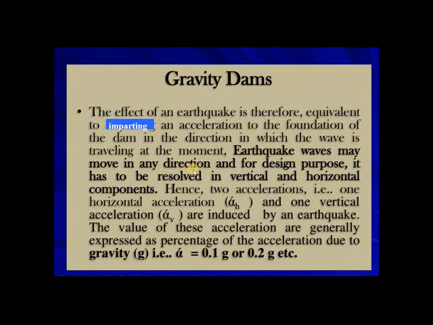Earthquake waves may move in any direction, and for design purposes it has to be resolved into vertical and horizontal components. So two accelerations, one horizontal alpha h dash and one vertical alpha v dash, are induced by earthquake. The values of these accelerations are generally expressed as a percentage of acceleration due to gravity, 0.1 g or 0.2 g. These are considered.